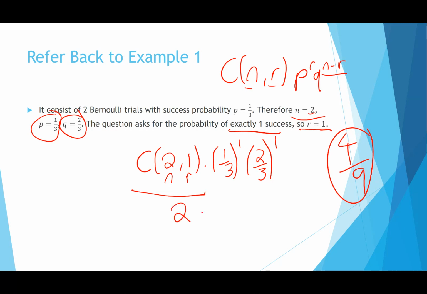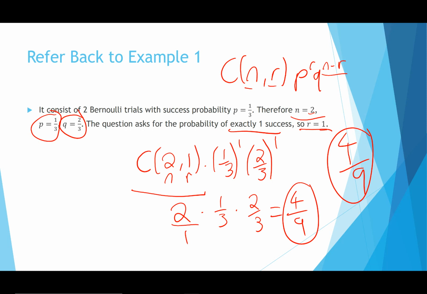Now multiply that with 1/3 to the first power. 1/3 to the first power is just 1/3. Times 2/3 to the first power, which is still 2/3. And when we multiply this together, remember 2 is the same as 2 over 1, if that helps. So 2 times 1 times 2 is 4. 1 times 3 times 3 is 9. So you get the probability of 4/9.